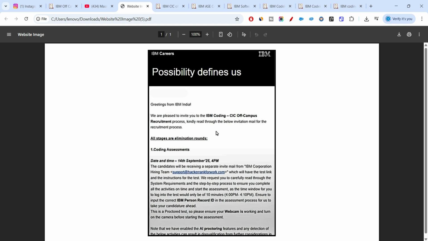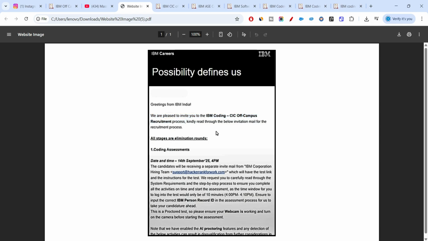So IBM has mentioned, greetings from IBM India. We are pleased to invite you for the IBM coding CIC off-campus recruitment process. Kindly read through the below invitation mail for the recruitment process. And one note point, CIC is the biggest hiring, which means for this hiring you will receive an exam mail, an interview mail, and joining also. Yes, joining also if you clear the interview and exam. So be serious about this hiring.